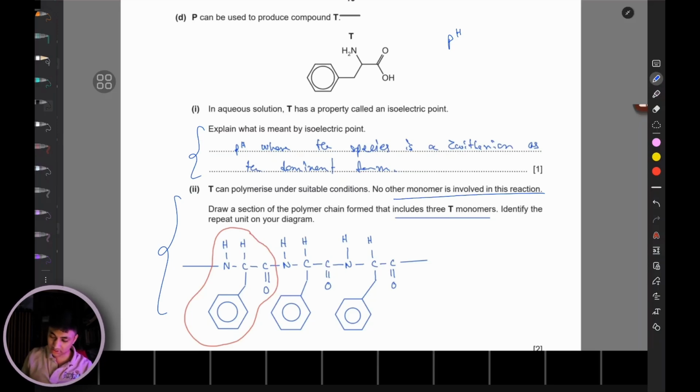Fair enough. So this COOH group is going to react with this group, this is the basic group, this is the acidic group. One of the H, and this OH is going to take an exit, forming H2O, right? And the bond is going to be formed.